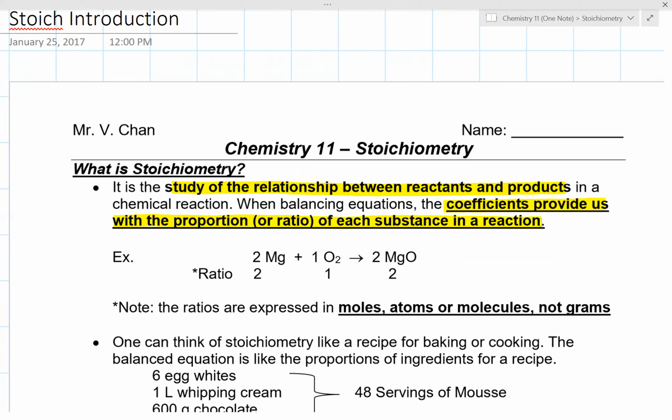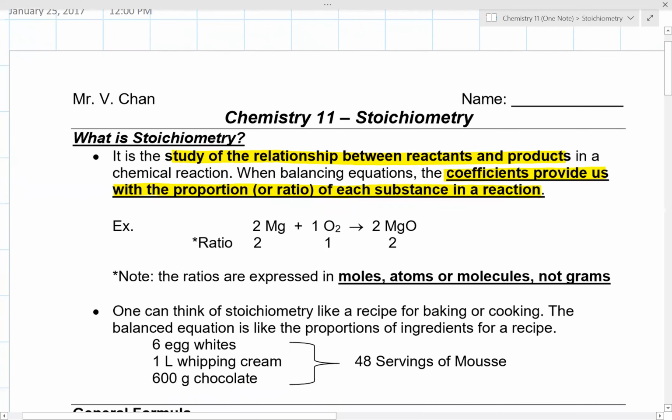Okay, so when you balance the equations, you're providing a ratio between the reactants and the products. Now, one can think of stoichiometry like a recipe for baking or cooking. The balanced equation is like the proportions of ingredients for a recipe. So let's say, for example, we have 6 egg whites, 1 liter of whipping cream, and 600 grams of chocolate. That will provide us with 48 servings of chocolate mousse.